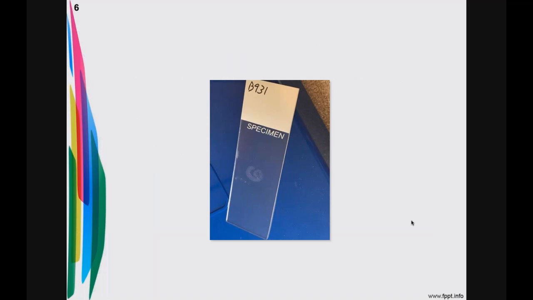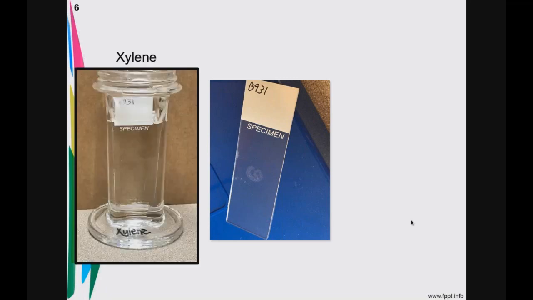Here's a paraffin section, all right? It's really a piece of gut there, but it's just a typical paraffin section. I take that slide and put it into a Coplin jar of xylene, all right? And there it is. That glass slide, that B931, is sitting in there. You cannot see the paraffin section because the paraffin section and xylene have the same refractive index. It becomes invisible. It becomes clear.